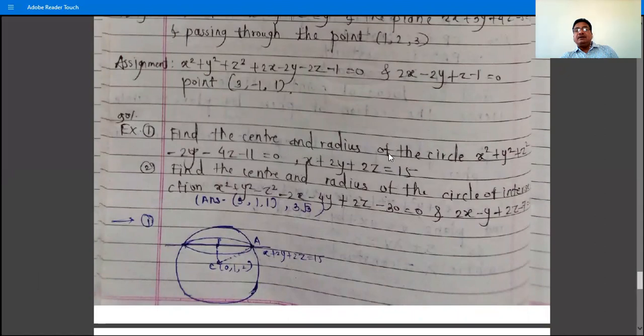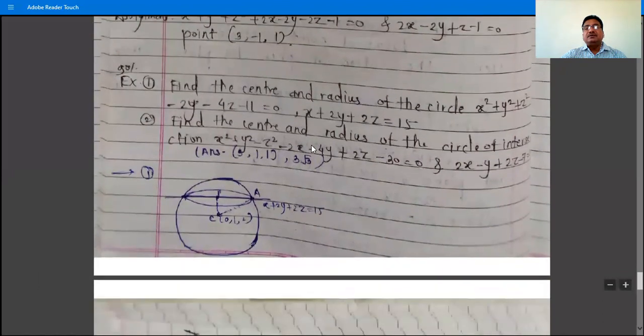So here we have to find the center and radius of the circle. The first is the equation of the sphere and this is the equation of the plane. And we know that the intersection of a sphere by a plane is a circle. And we have to find the center and radius of that circle. Okay, so the same question, next second question.